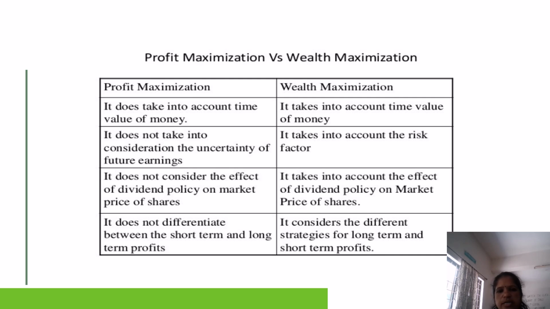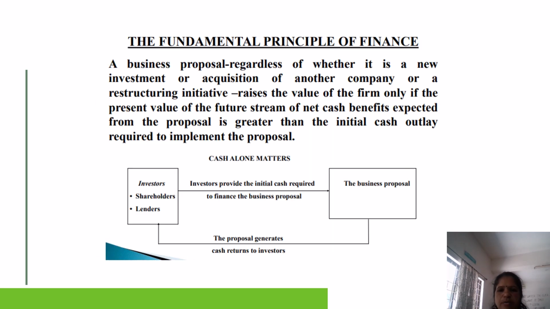Next point, profit maximization does not consider the effect of dividend policy on the market price of shares; wealth maximization takes into account the effect of dividend policy on the market price of shares. Profit maximization does not differentiate between short-term and long-term profit; wealth maximization considers the different strategies of long-term and short-term profit. That is the difference between profit maximization and wealth maximization.